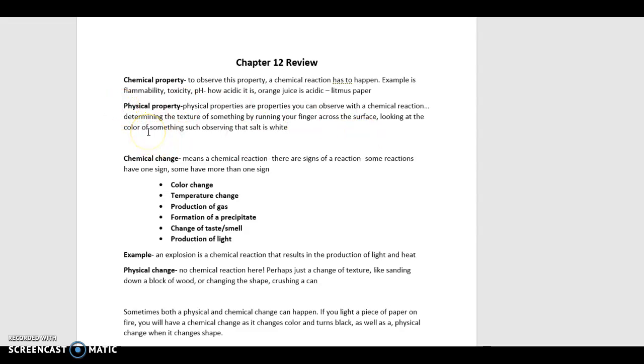We could just look at the color of something. We can determine that salt is white. We can look at salt, we can see that it's white. We don't need a chemical reaction to know that.